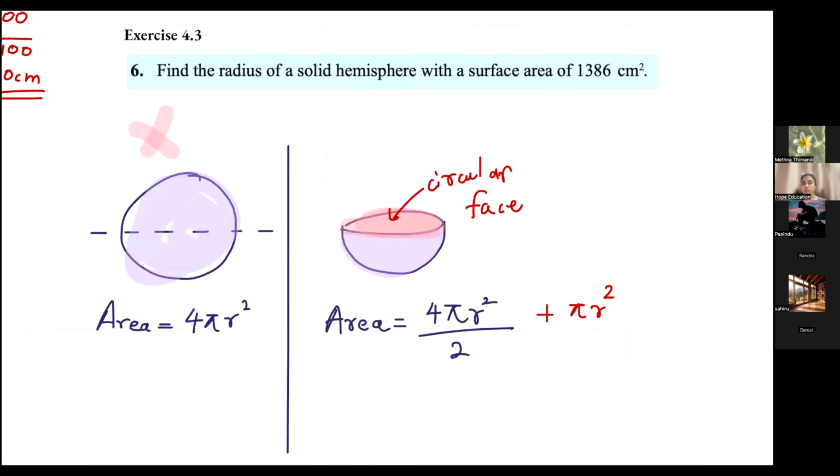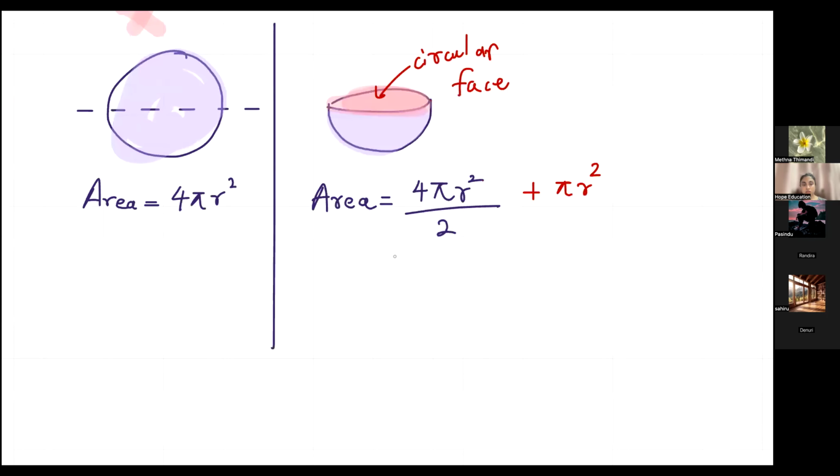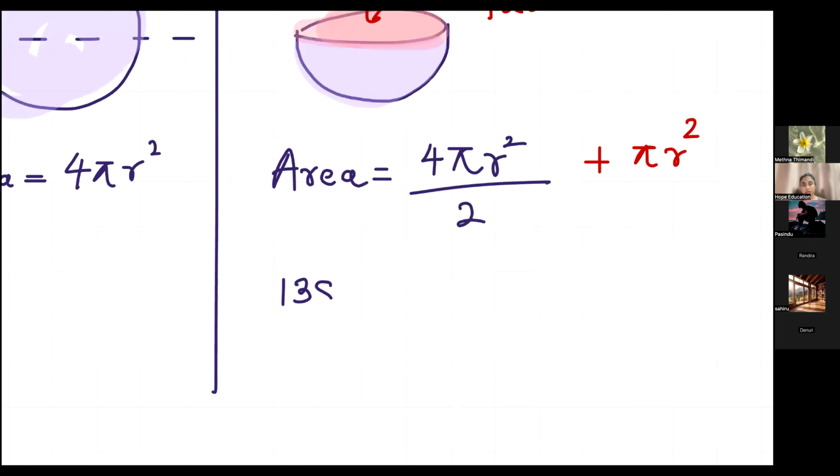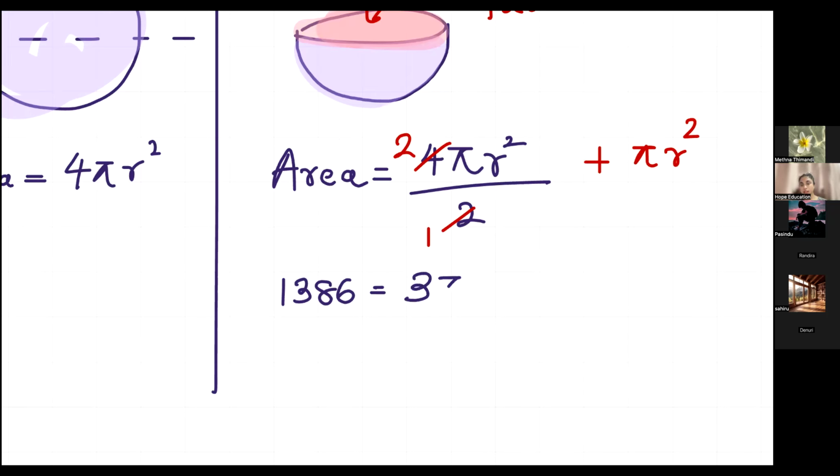The surface area they have given is 1386. So 1386 equals 2 times 1 is 2, 2 times 2 is 4. Look, here we have 2 pi r squared, here we have pi r squared, and when we add them it becomes 3 pi r squared, right? Did you understand that? Here we have 2 pi r squared, here we have pi r squared, so that is 3 pi r squared. Is that clear? Yeah.